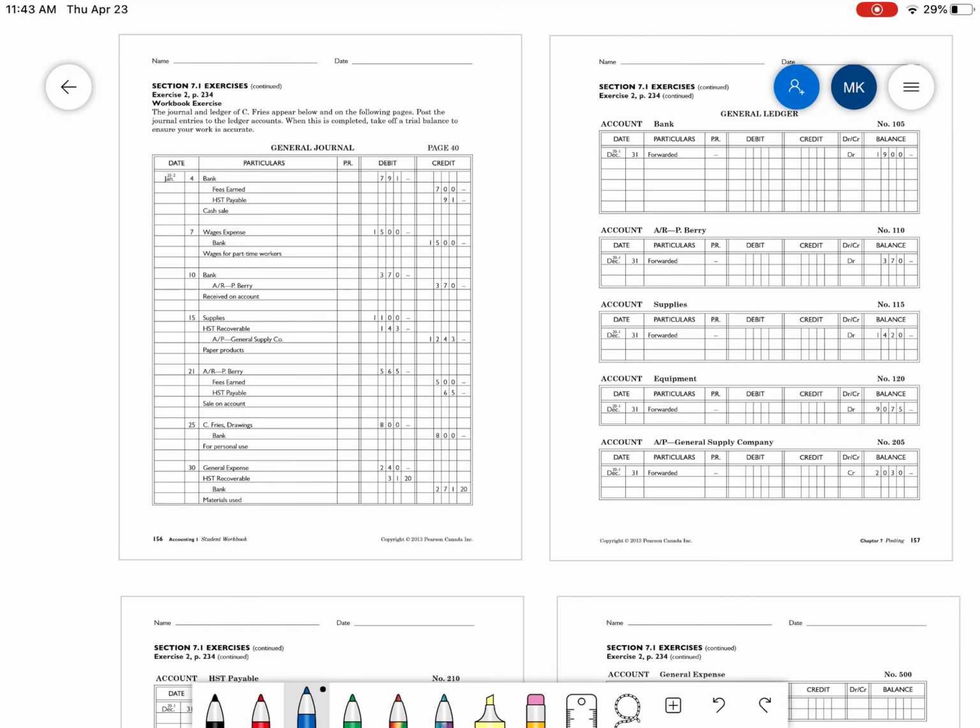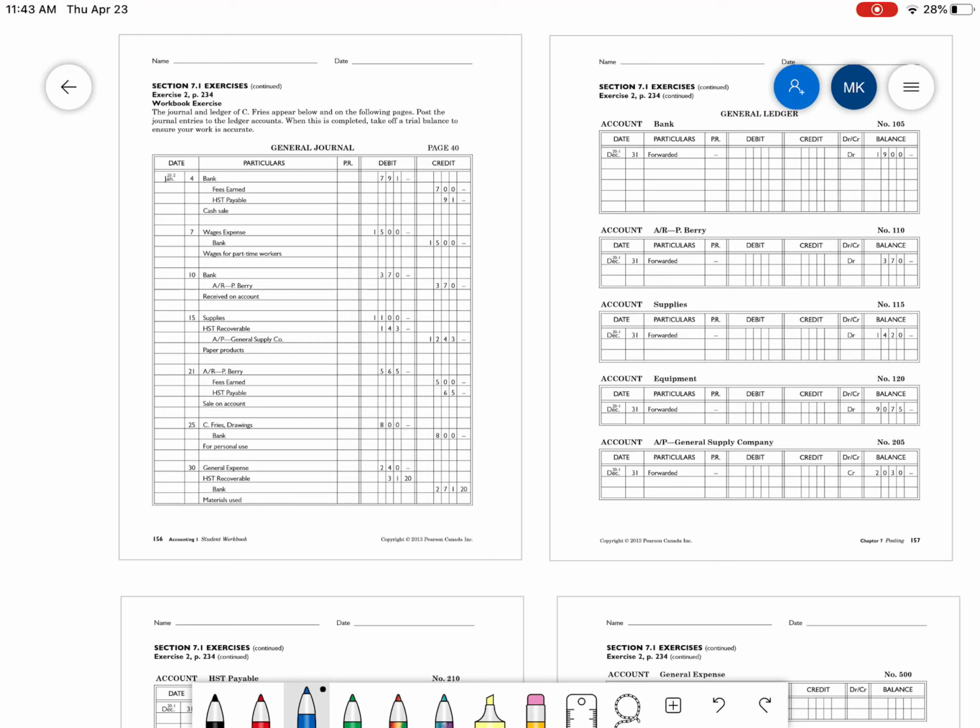As I said, today we will be doing question number 2 from the exercises. The question is actually on page number 234 in the textbook, but the textbook is not going to be helpful this time. Why? Because we are supposed to use journals from the previous chapter, and these journal entries are already given to us, printed for us in the workbook. So if you have the workbook, it would be really helpful.